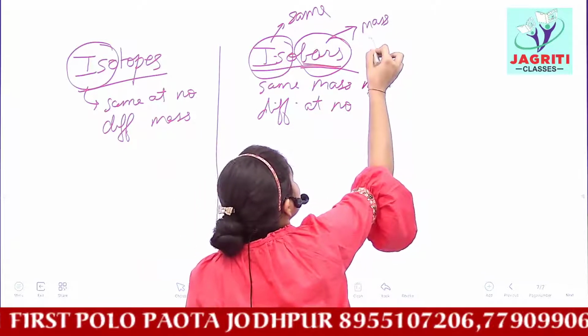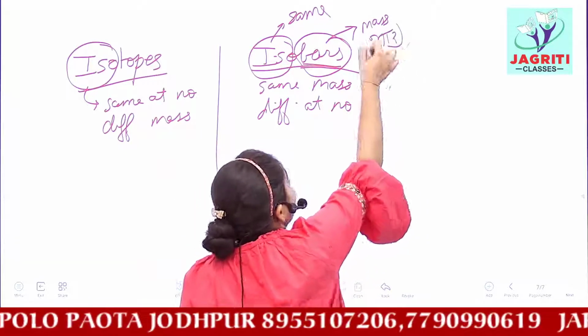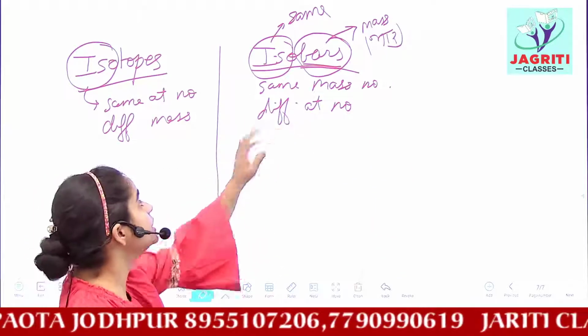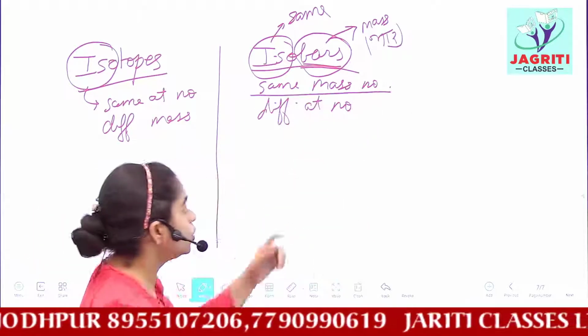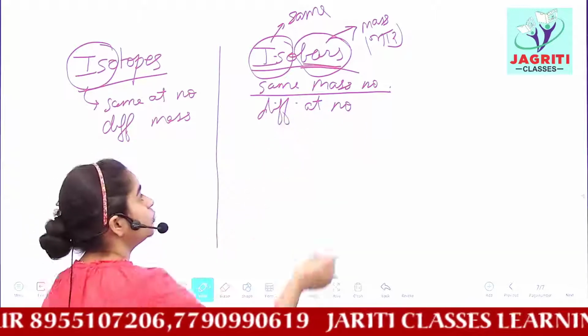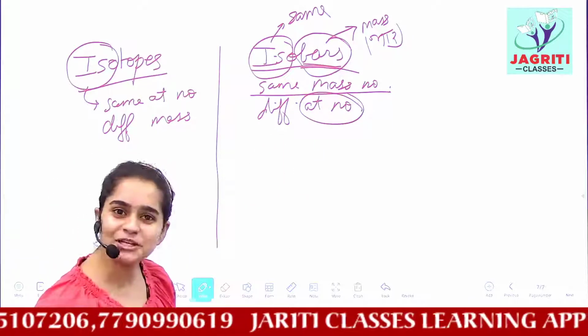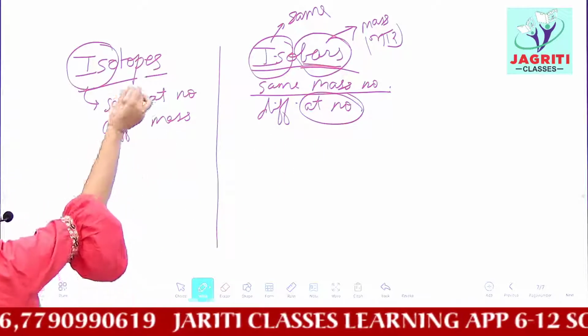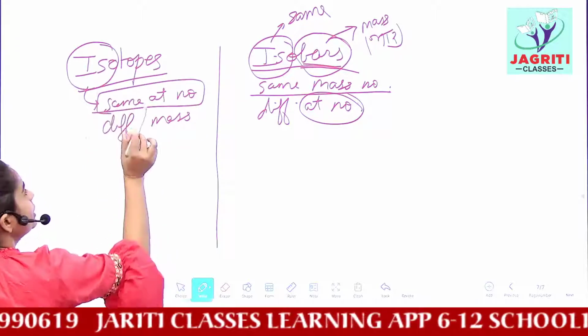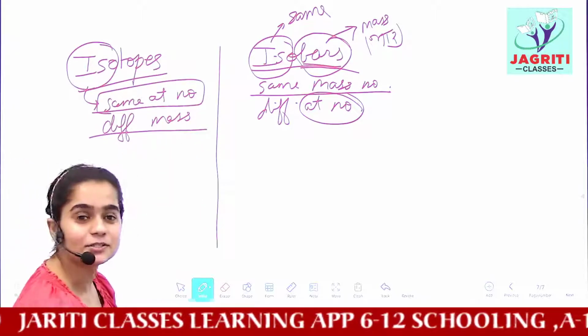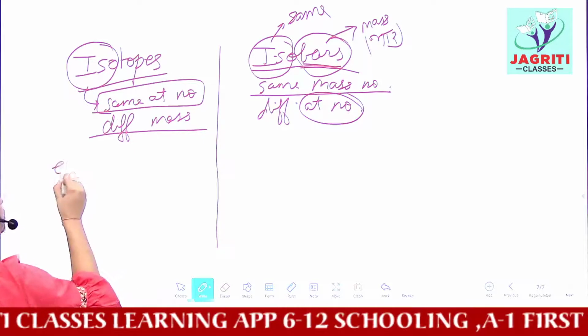Bhar means mass. Isobars means they have the same mass number. So if the mass number is the same, then the difference would automatically be in the atomic number. And for isotopes, you have the same atomic number but different mass numbers. Isotopes we discussed with an example.